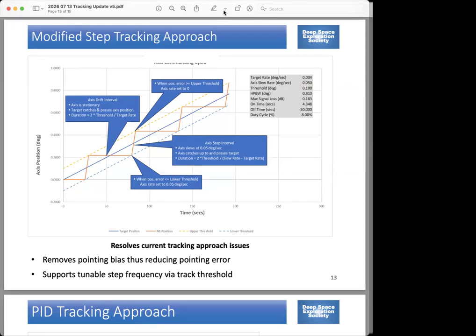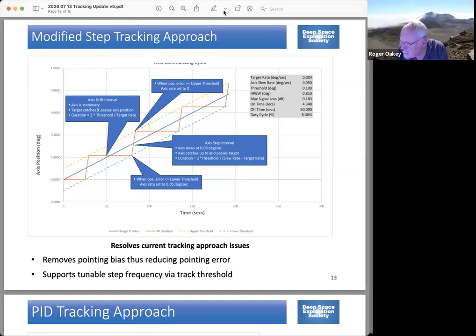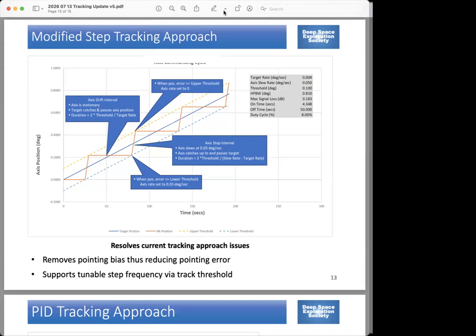How will this apply for the close approach of the asteroid? Say that again. How will this apply for the close approach of Apophis whenever you try to track that?